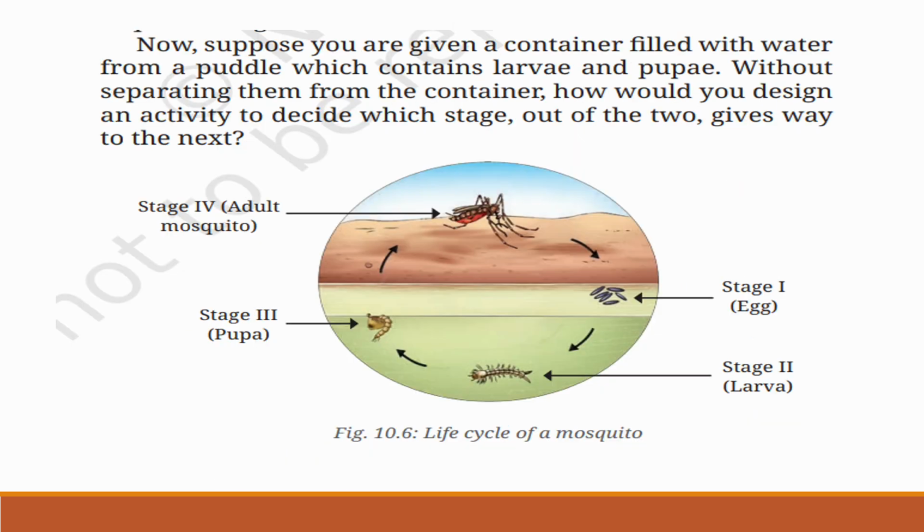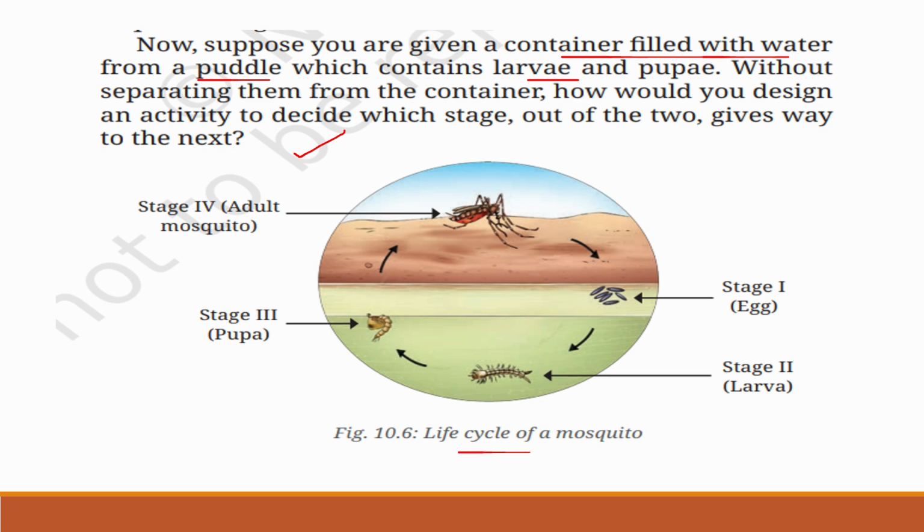Now suppose you are given a container filled with water from a puddle which contains larvae and pupae. Without separating them from the container, how would you design an activity to decide which stage out of the two, larvae and pupae, gives way to the next?